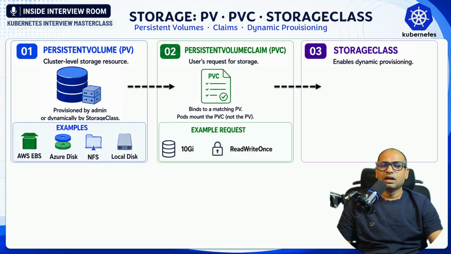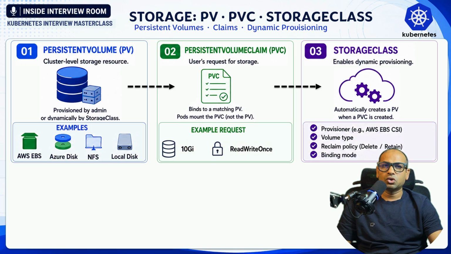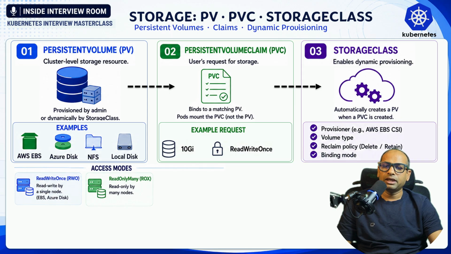The next is the storage class. A storage class is what lets Kubernetes provision that storage dynamically on demand from your cloud. It automatically creates a PV when a PVC is created. Provisioners can be AWS EBS, CSI. So, access modes: ReadWriteOnce, read-write by a single node; ReadOnlyMany, read-only by many nodes; and ReadWriteMany, read-write by many nodes.